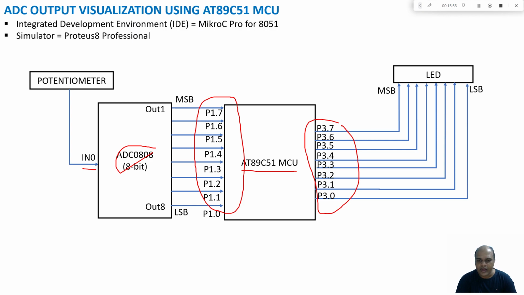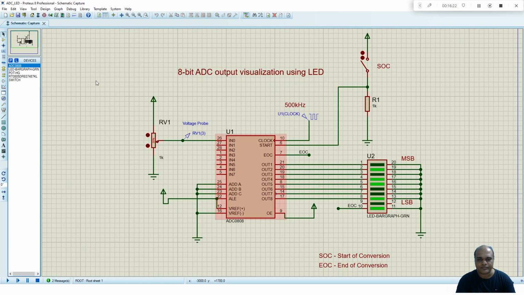So we are going to read the data from port 1 and send the data through port 3 to the LEDs. So we are going to use just a microcontroller here to read the data from ADC and send that value to a bar graph LED through port 3. And other control lines like address A, address B, address C, ALE, start the conversion process, end of conversion process is connected to the port 2 of your microcontroller. So now let us see the simulation part.